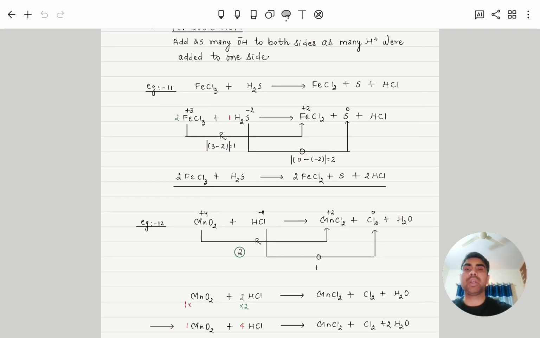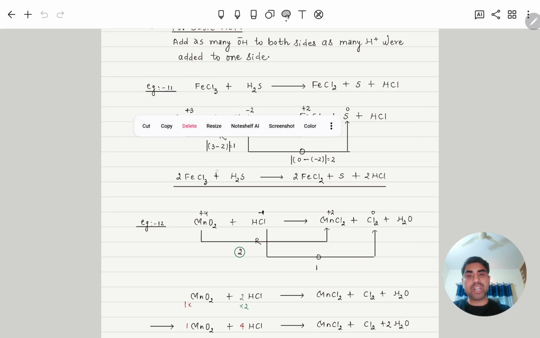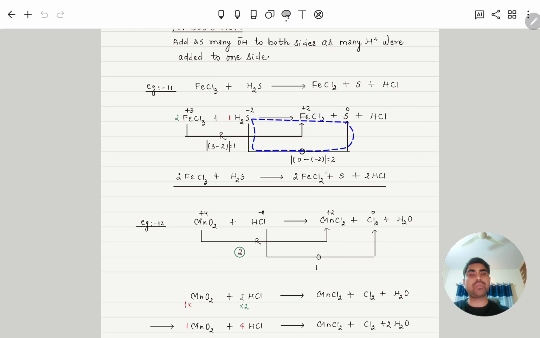So by oxidation number, you can see FeCl3 plus H2S forming FeCl2 and S and HCl. Here iron going from +3 to +2 means reduction is happening, and sulfur going from -2 to 0 means oxidation is happening. So first we identified, then we balance both atoms. Iron is 1 here, and iron is 1 here also. On this side sulfur is 1, and this side sulfur is also 1. Then +3 to +2 means the oxidation number difference is 1, and here the oxidation number difference is -2 to 0, which means 2.